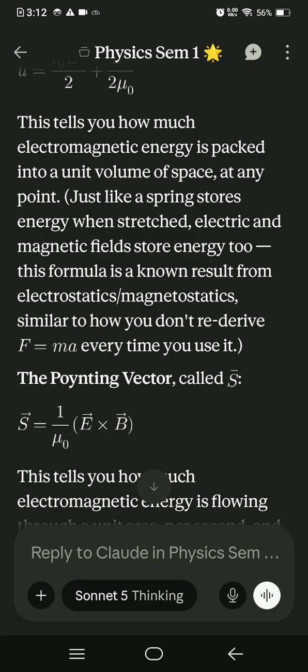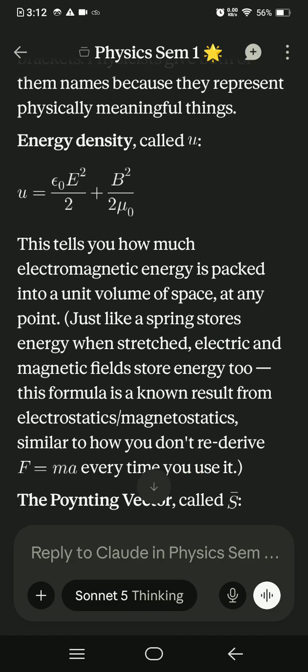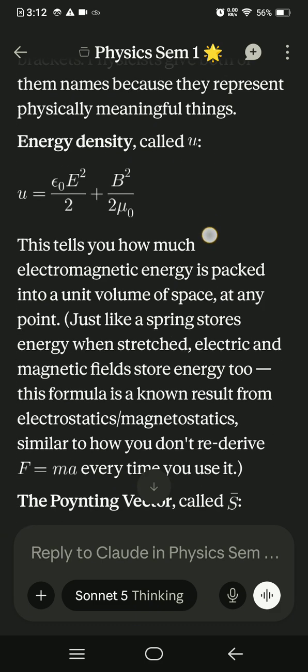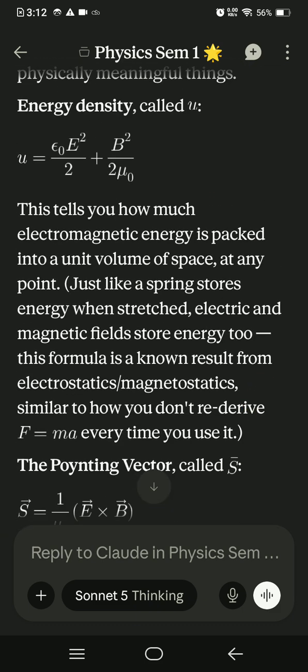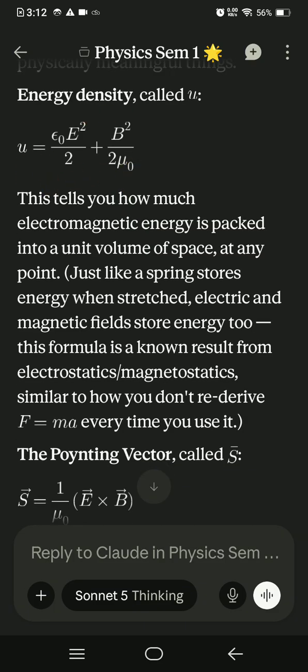Similar to how you don't rederive F equals ma every time you use it, we just recognize it. So this is a known quantity. This is energy density.